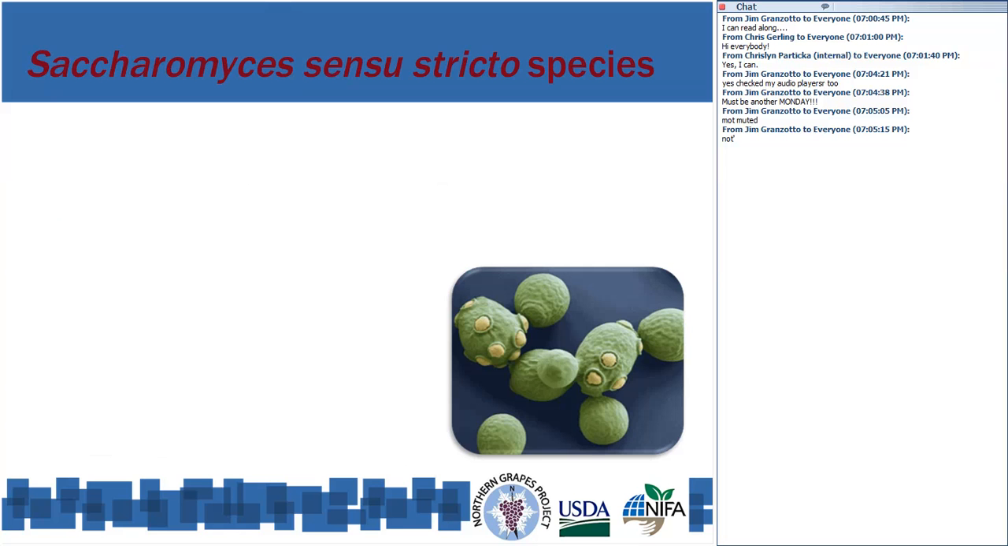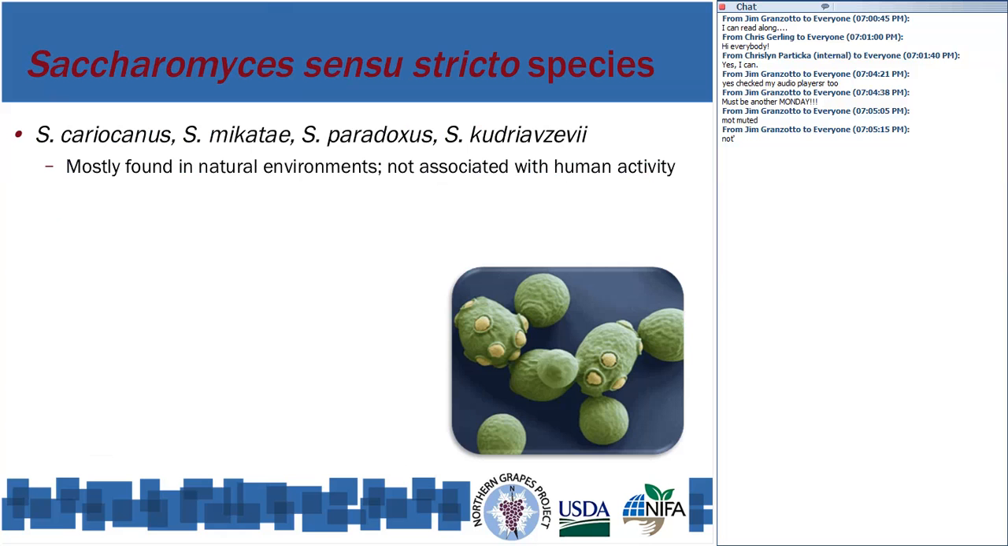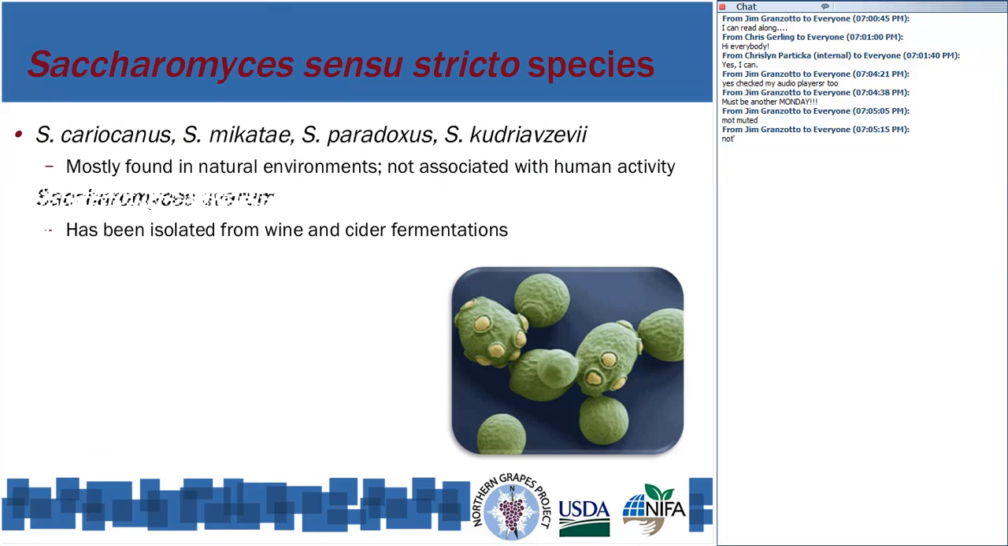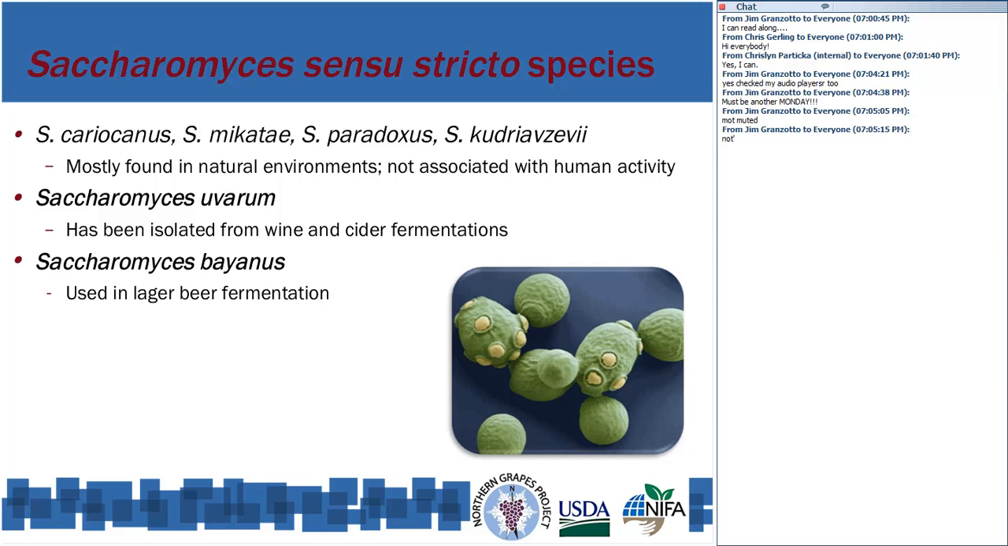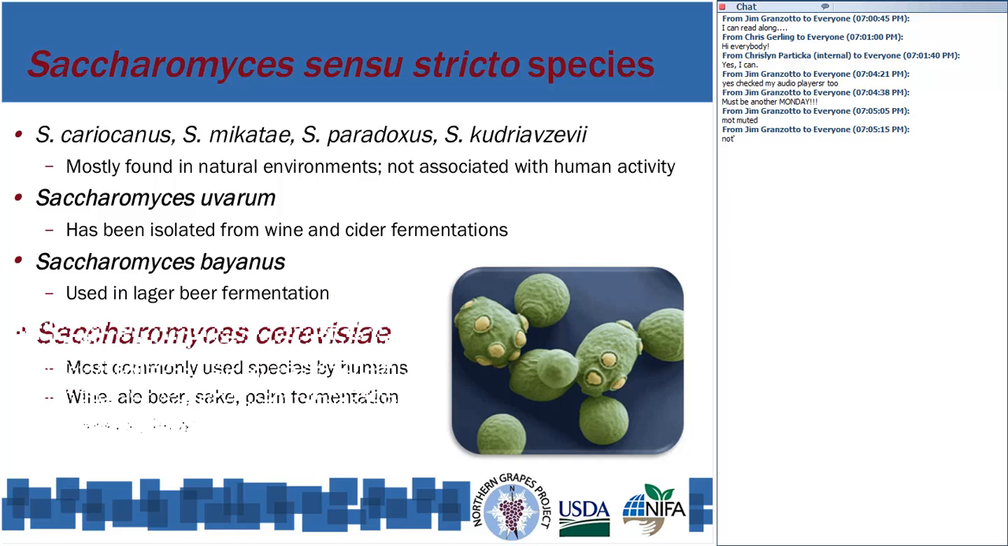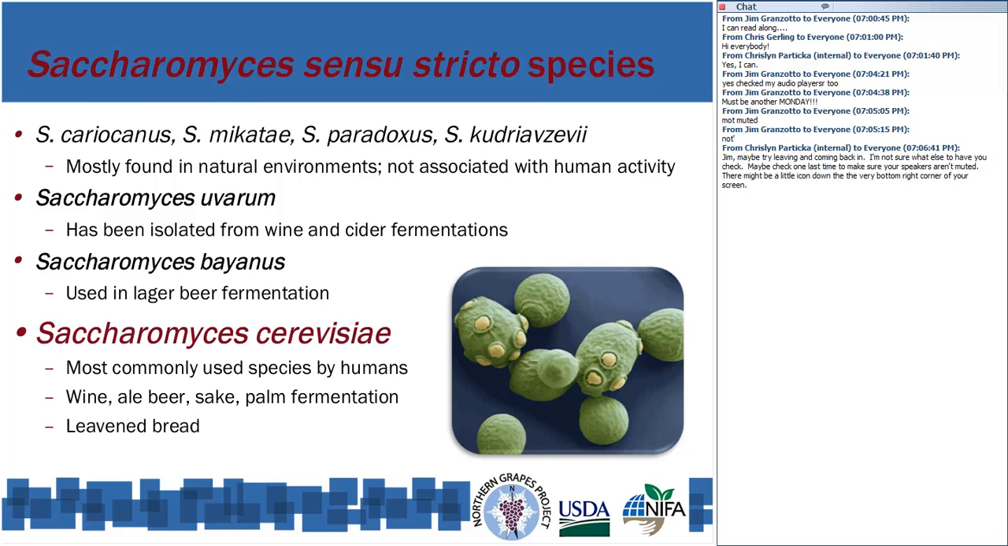So a little bit more about the different types of Saccharomyces yeast. There's a few different species that are found in natural environments, so on oak trees or different wood, and they're not really associated with human activity, but they're part of this sensu stricto species complex. And then they've also isolated a species, Saccharomyces uvarum, which has been isolated in wine and cider fermentations, as well as Saccharomyces bayanus, which is used mainly in lager beer fermentation. And then Saccharomyces cerevisiae, which is the most important yeast for fermentation. It's used in wine fermentation, beer, sake, and then palm fruit in Africa. And it's also the yeast that's used in leavened bread.